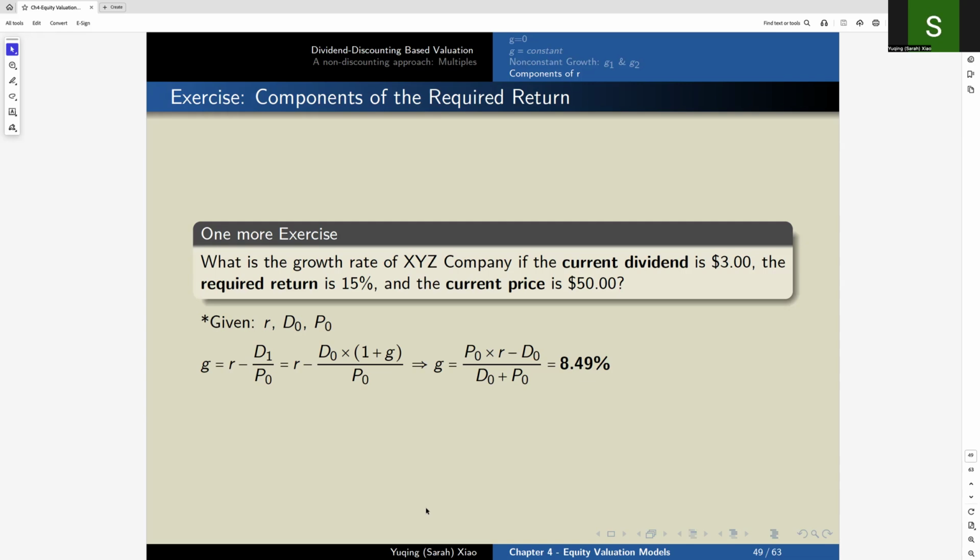This shows how careful you need to be with the timing of dividends. Whether you are given the current dividend or the expected next dividend makes a big difference in the calculation.